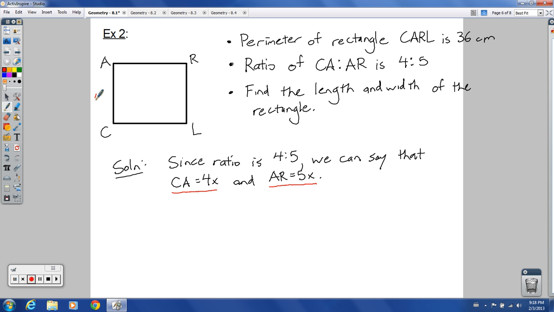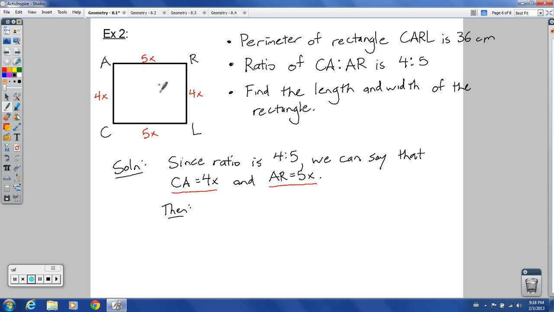So I know that CA is going to be 4x. Since this is a rectangle, this would also be 4x over here. And since AR is 5x and it's a rectangle, opposite sides congruent in a rectangle, that's also going to be 5x. So we've got that. So what can we say? Well, I know the perimeter is 36, and I know that these are related in the way drawn here or shown there. So we have that this is going to be true.